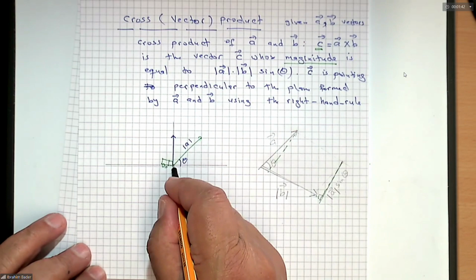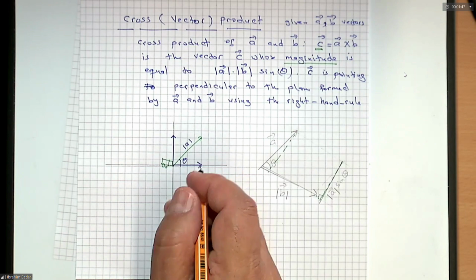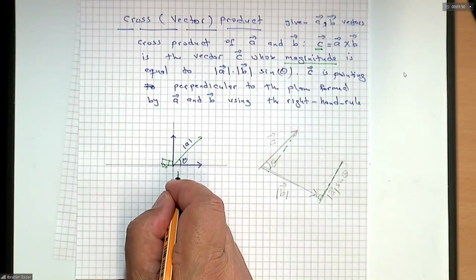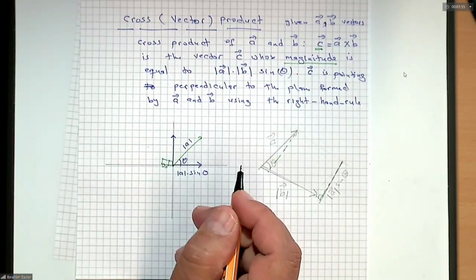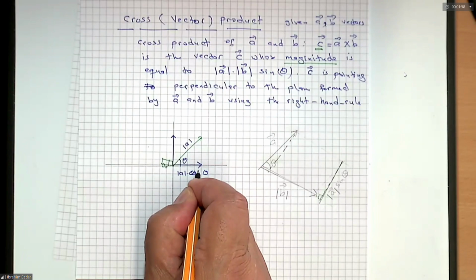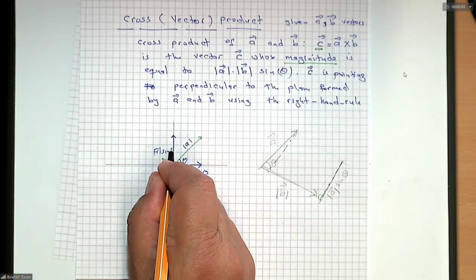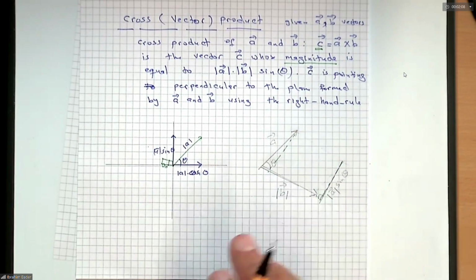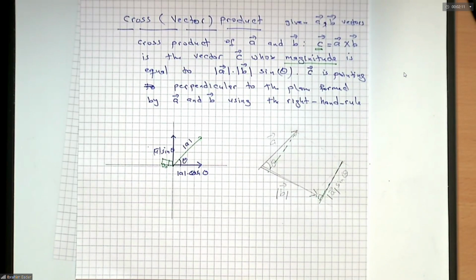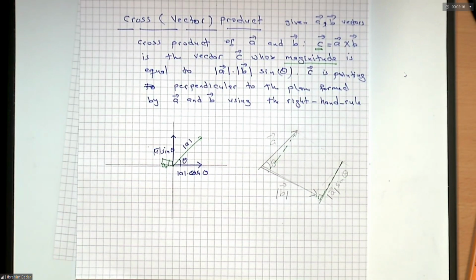You have an x and y component. You remember that? The vertical will be A sine theta, and the horizontal will be A cosine theta. So this is A sine theta, and this is A cosine theta. I think it's clear where this A sine theta comes from. This is how we find the vertical and the horizontal components.